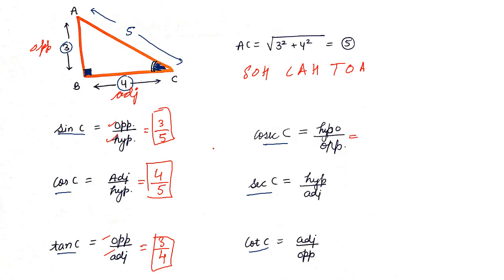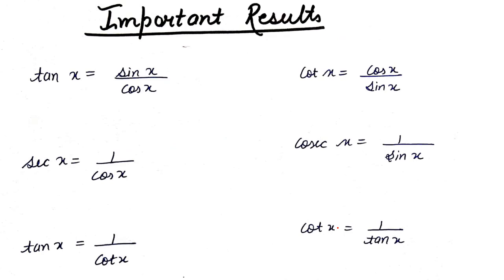Now cosec is the reciprocal of sine. So the answer will be simple, 5 by 3. Sec is the reciprocal of cos. So the answer will be 5 by 4. And cot is the reciprocal of tan. So the answer is 4 by 3. Simple. Now let us see some important results over here.